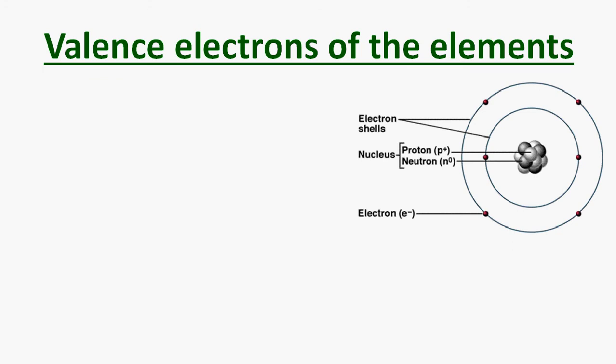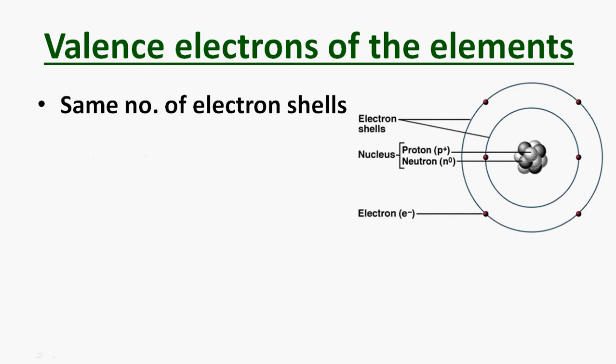Now what do you mean by the valence electrons? The electrons present in the outermost shell of the atom. Okay, so you can see in the figure there, in the center there is nucleus which consists of proton and neutron, and electrons are revolving around the nucleus in the shells which are known as the electron shells. Okay, so the elements in the same period have same number of electron shells. As many electron shells are around the nucleus, that corresponds to which period that element belongs to.